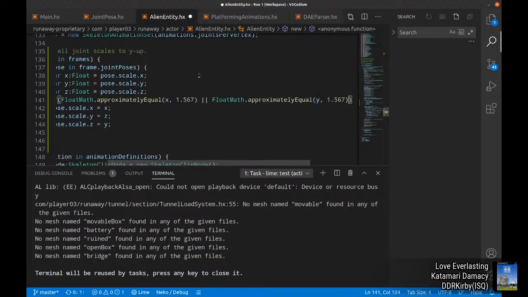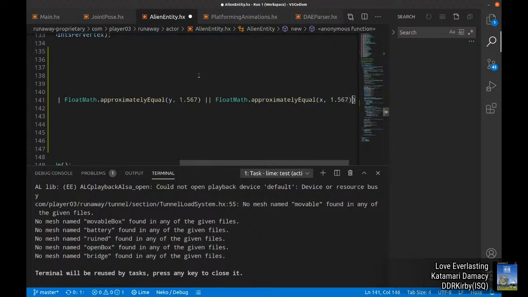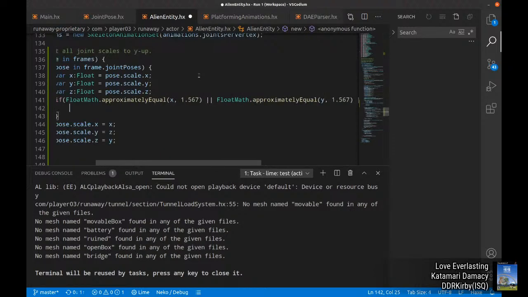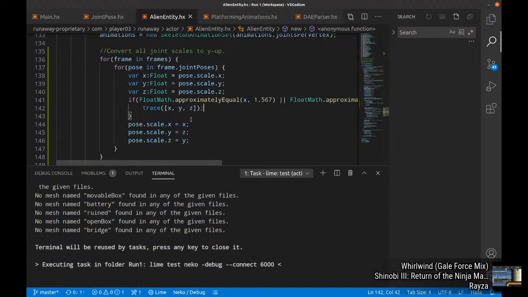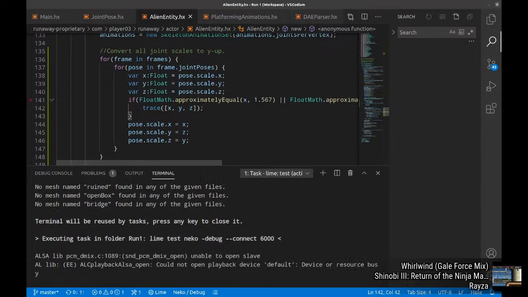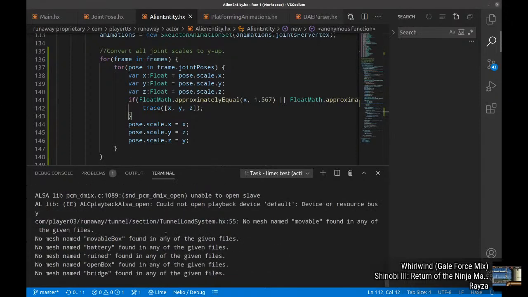I'm just going to type out a lot of code. I want to capture the moment where it finds a value of 1.567, and then display what it thinks each value is.